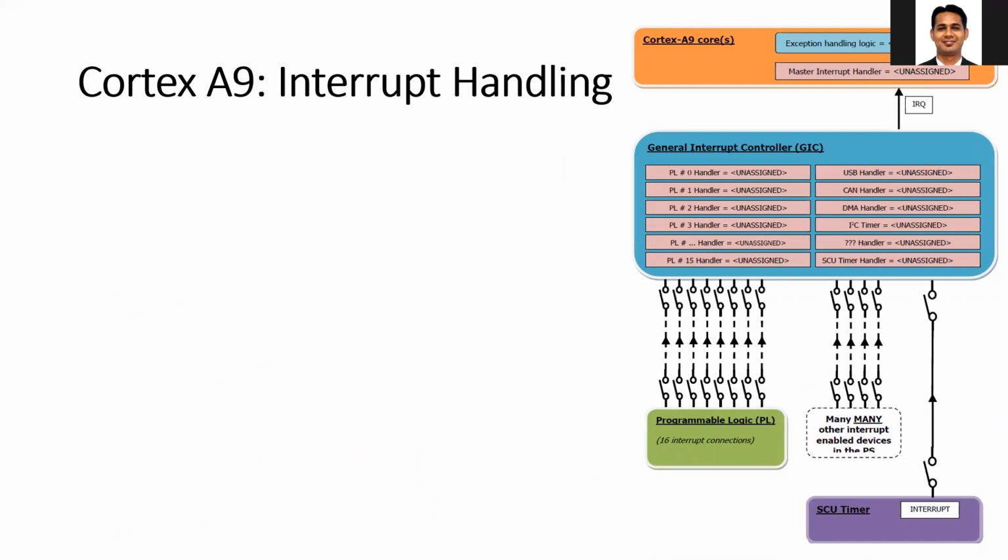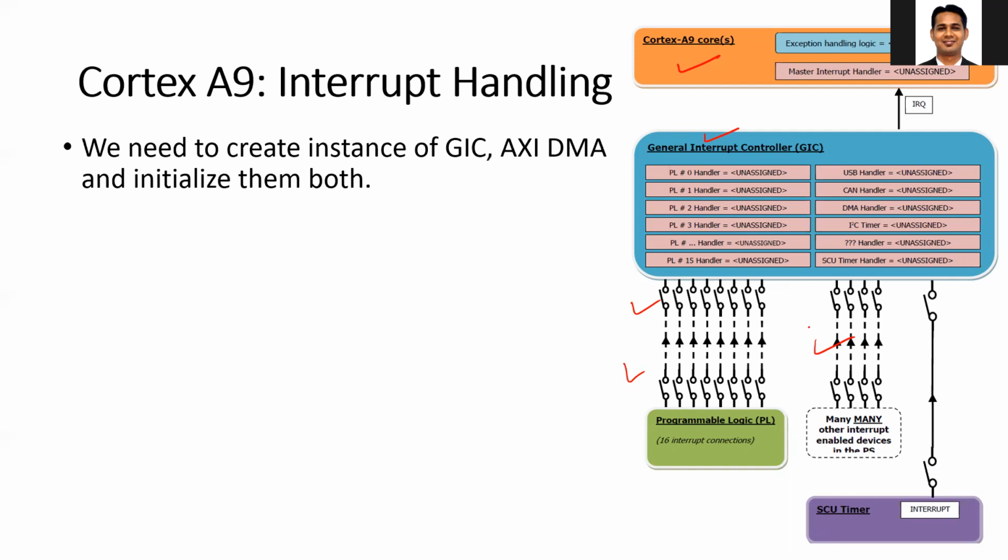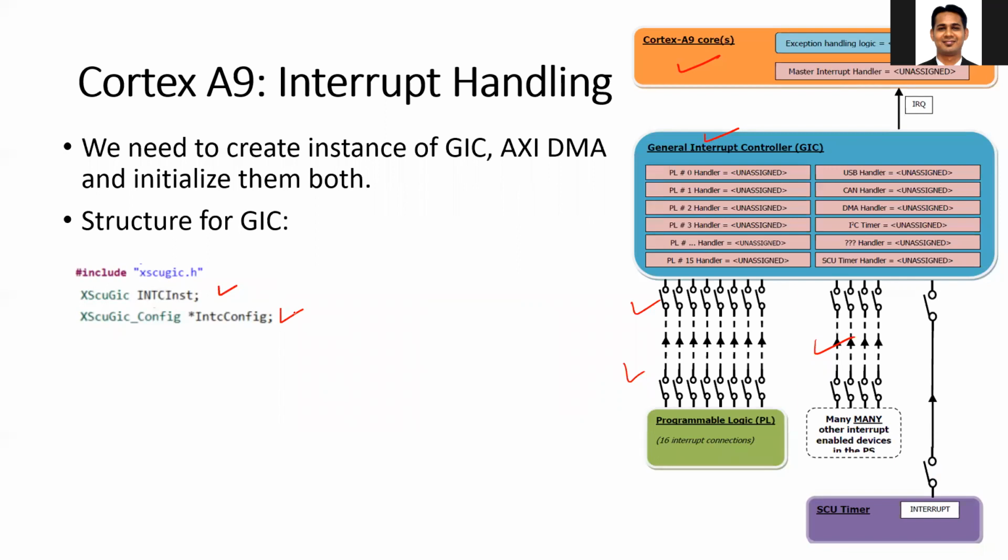In the Cortex A9, we have the interrupt handler mechanism inside each core. We have the GIC, General Interrupt Controller, and then we have the different interrupt sources. So we need to create an instance of the GIC, similar to what we did for the DMA, and we need to initialize the board. How do we do that? We create a structure, one for the GIC instance and one for the GIC configuration data. This is the same as what we did in the previous lab for the DMA.